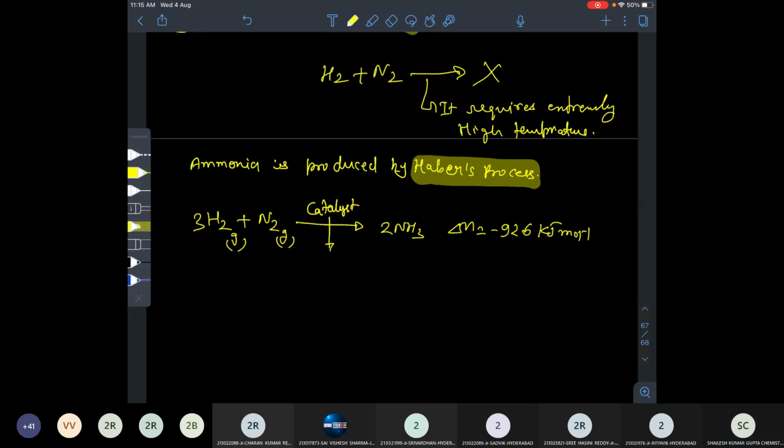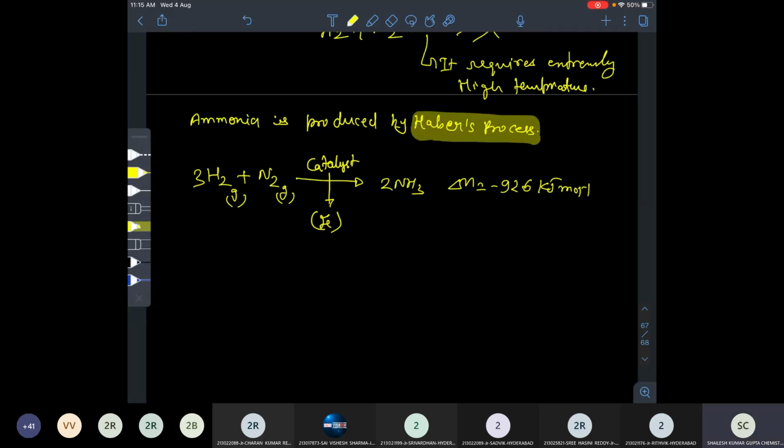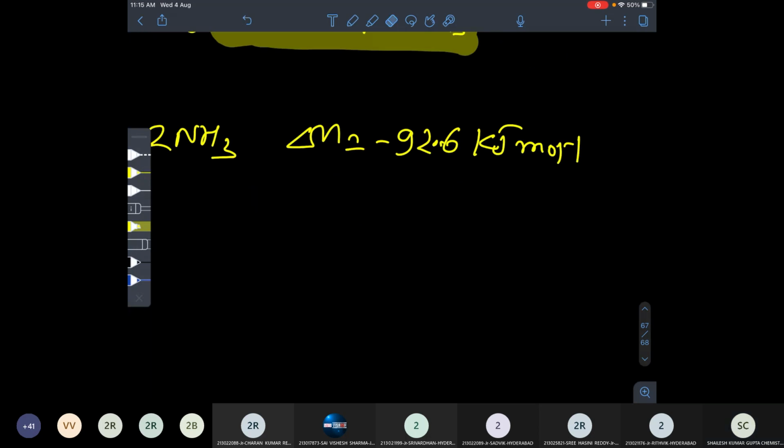Iron, sir, but it is modified. Earlier it was iron as a catalyst. Later on it was modified. There are others also, but this is the case. And still this reaction is reversible. This is not 926, this is 92.6, guys. Please make it very clear. Kilojoule per mole.